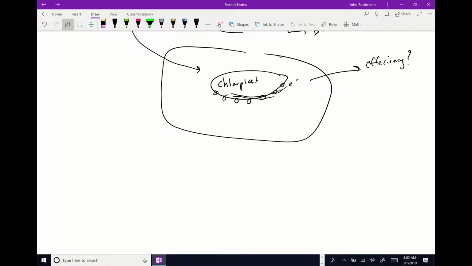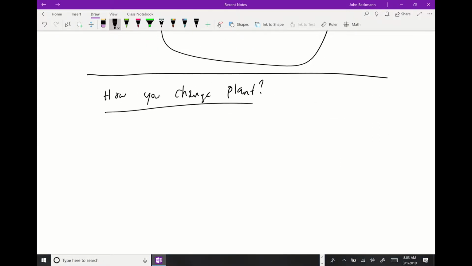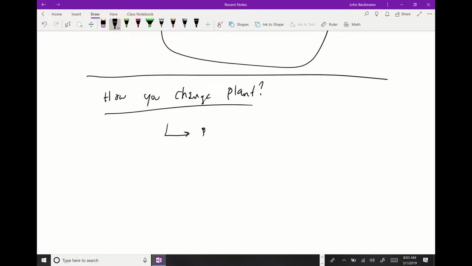So there's a lot of ways that we can think of how to change plants in a way that might be beneficial for humans or agriculture. Okay, so the next question is, how do you do that? How do you change the plant? What are all the ways that we can think of? Breeding, right? Like classical breeding.